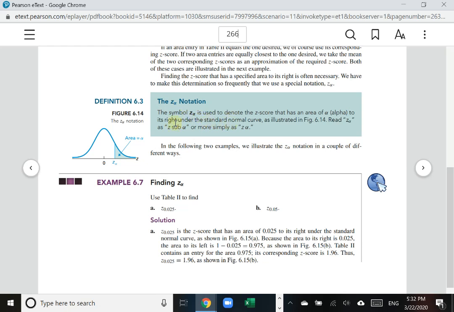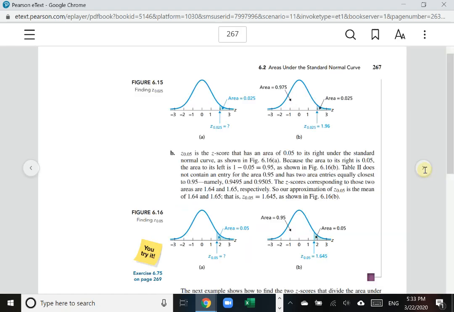And of course the author describes what it is. A Z sub alpha means find a Z score right in here, so that the area to the right is alpha. This thing that looks like this, it's Greek alpha. So that's what this is. Alpha is going to look like what you see on the screen here. This is what alpha is. So let's actually look at that exercise, and I'll explain how to do this exercise, finding a Z-score for a given area to the right.